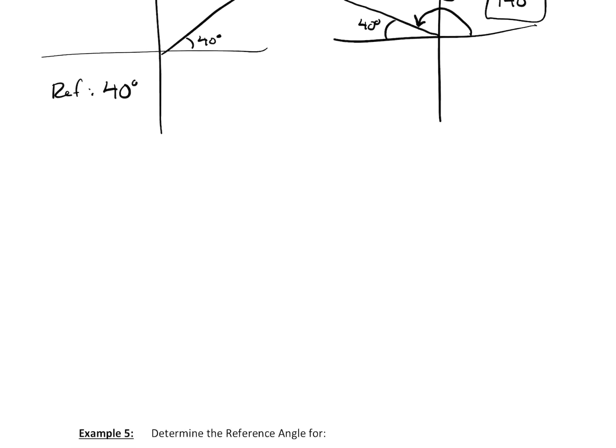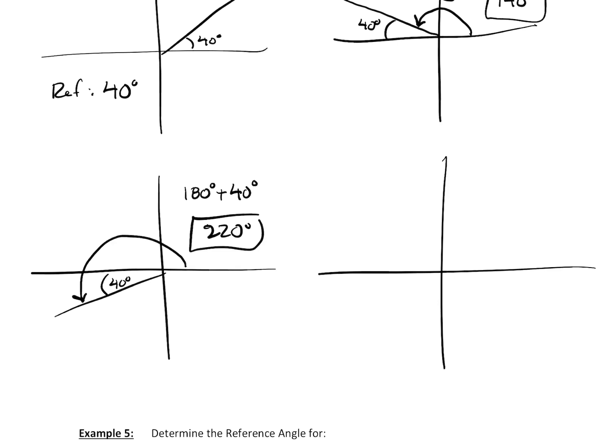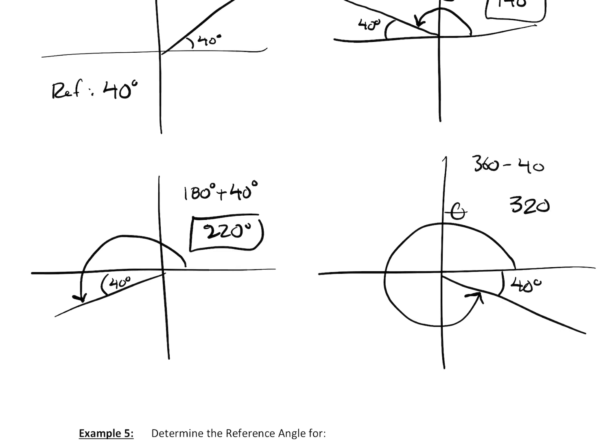Now, if we do Q3, this is 40 degrees, which means this angle is 180 plus 40 degrees. So when you're in Q3, 220 degrees has a reference angle of 40. And then when we get into the last one, Q4, this is 40 degrees, which means this, that's my theta, is 360 minus 40, so 320 degrees.